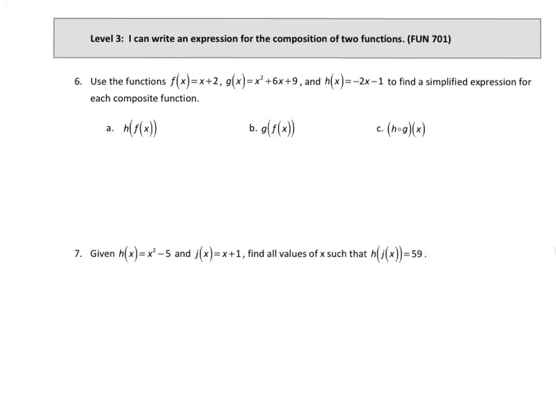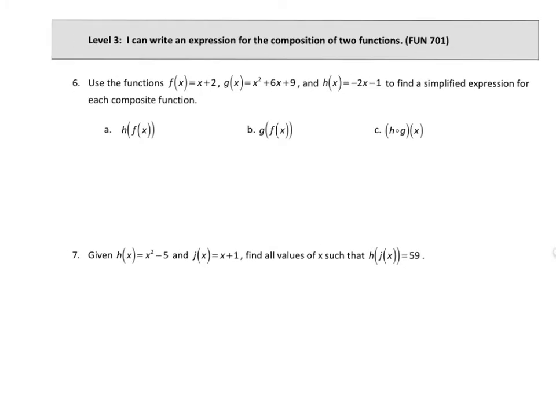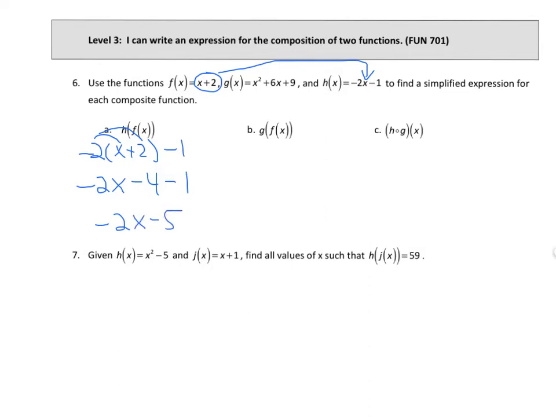So we take the expression for f of x and we plug it in for the x in the function h of x. And then we simplify. So we get -2, and then we replace x with x plus 2, then minus 1. Then we distribute and simplify. -2x minus 4 minus 1, which is -2x minus 5.